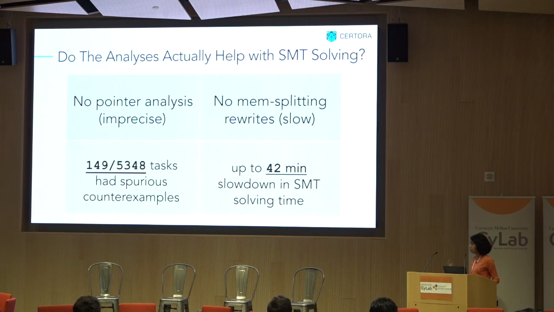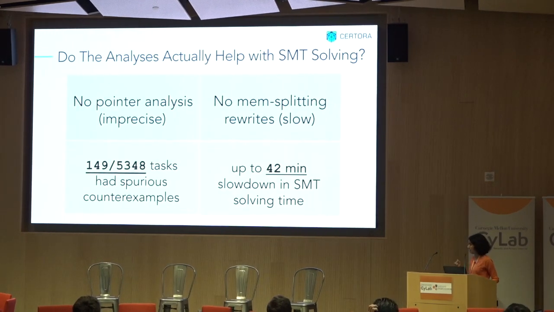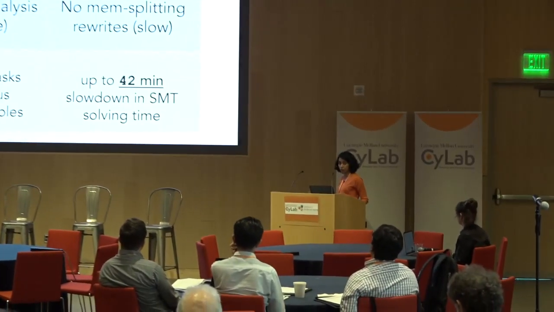So if you turn on the pointer analysis, these go away. And the second experiment we did is we disabled these memory splitting rewrites. So the rewrites that simplify the read-over-write axioms, we disabled that. And it turns out that actually slows down SMT solving significantly. So for many of the large verification tasks, we were able to see up to 40 minutes of slowdowns when you don't have these analyses.